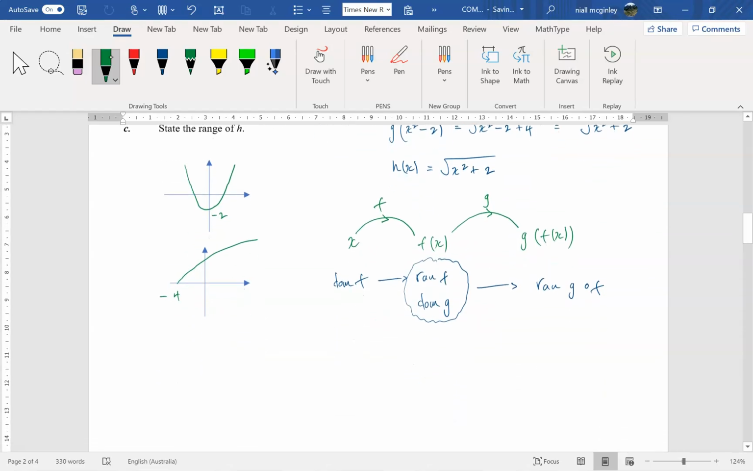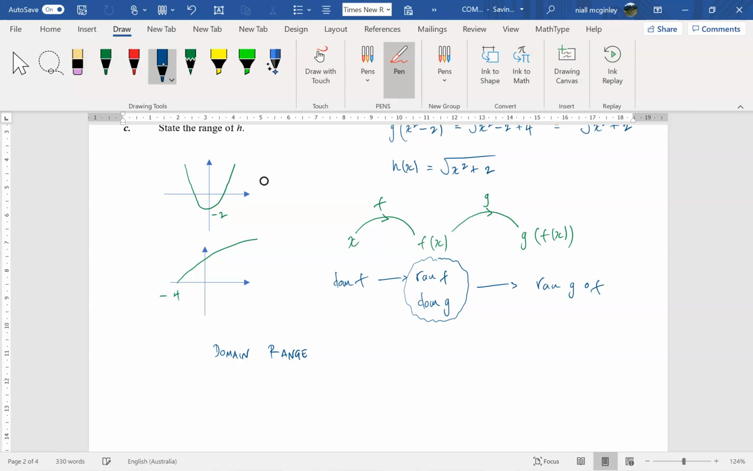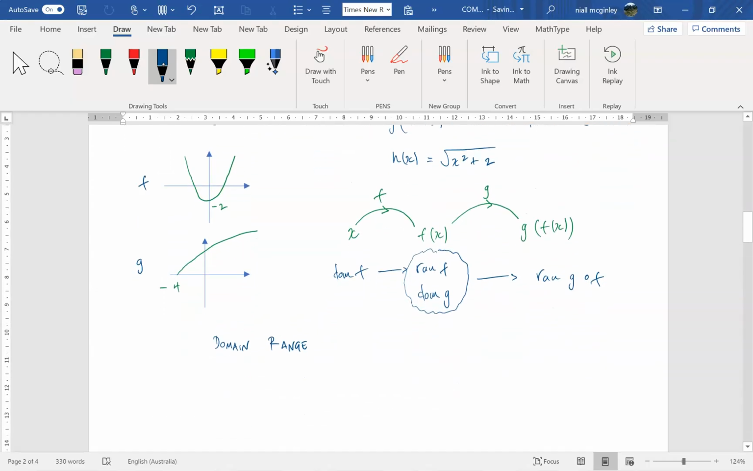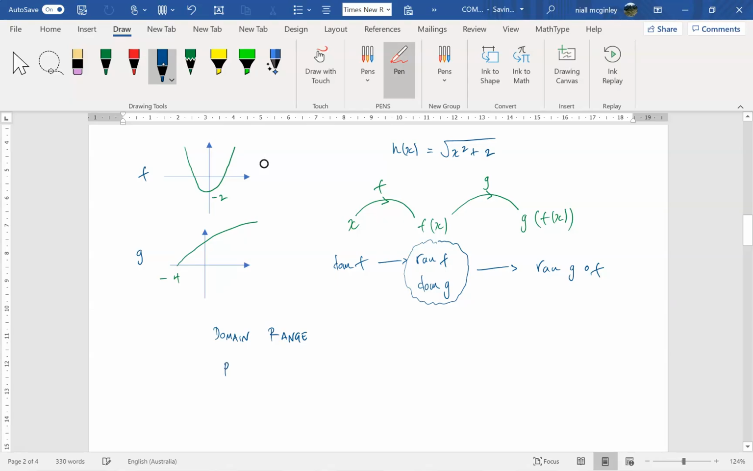Using our graphs here, we can do a domain and range table. Let's think about the domain and the range of both of these functions, starting with f, and this one being g. Our domain for f is going to be R, and our range is going to be negative 2, including, up to infinity, if you look at your y values there. For g, the domain is going to start at minus 4 and go to infinity. The range is going to be 0 to infinity, and that will be including.